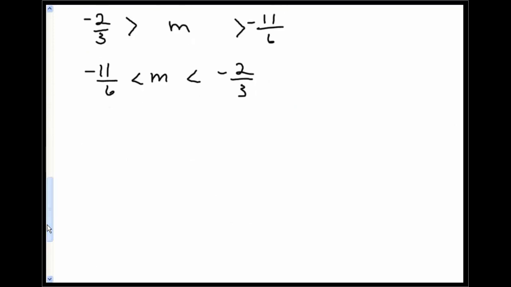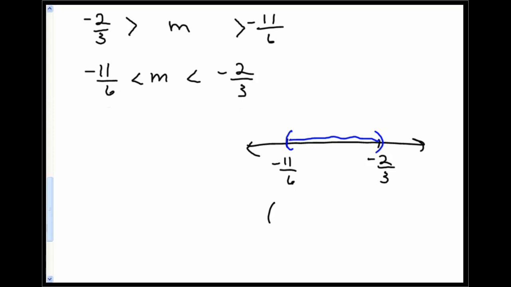And then graphing, you're going to show these two numbers, negative 11/6, negative 2/3. You want all numbers in between. Neither number is included, so you're going to use your round parenthesis. And your interval notation will be round parenthesis, negative 11/6, comma, negative 2/3, round parenthesis.